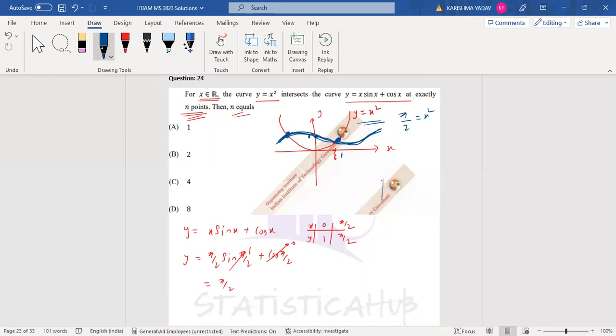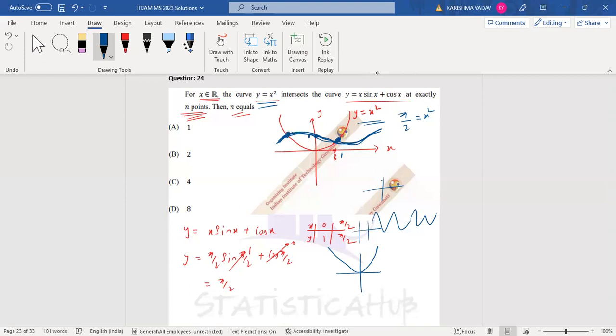We know that the graph of sin x and cos x is like this. So it will intersect the curve y equals x square two times. You just have to draw these curves. We know the graph of y equals x square, that is this one. And we have found the graph for y equals x sin x plus cos x by putting some normal values like 0 and 1. You can also put so many values to get a clear result of this curve.